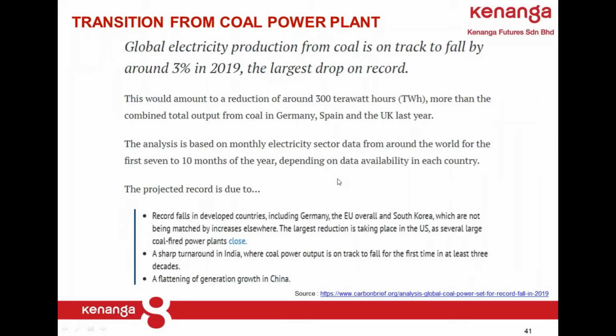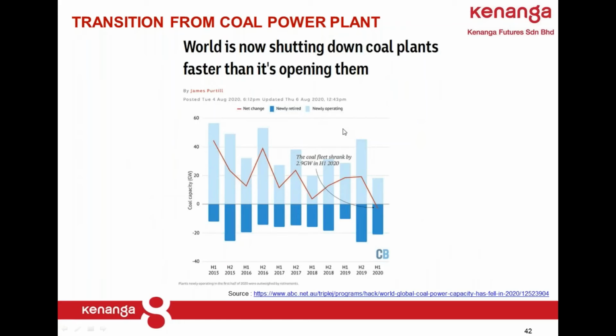And this is a news item that I retrieved. As you can see, global electricity production from coal is on a falling trend, around 3% in 2019, the largest drop on record. This is a positive development. Now, this will be the number of coal plants being shut down as compared to the opening. So net to net, they are still declining in terms of number of coal power plants operating.